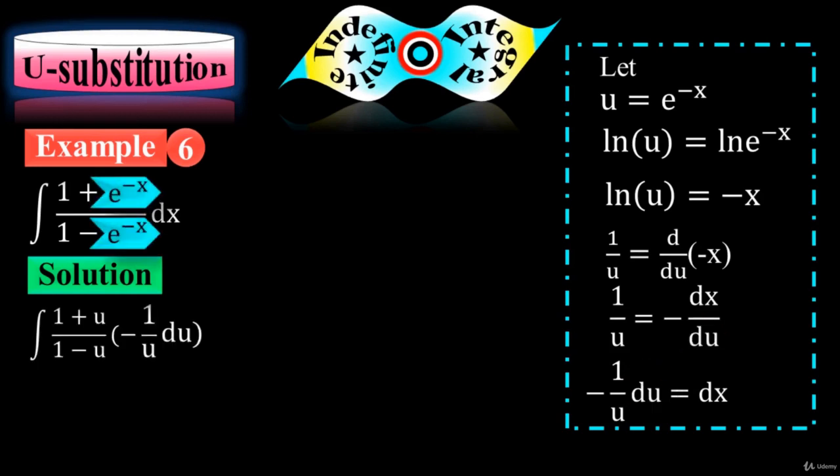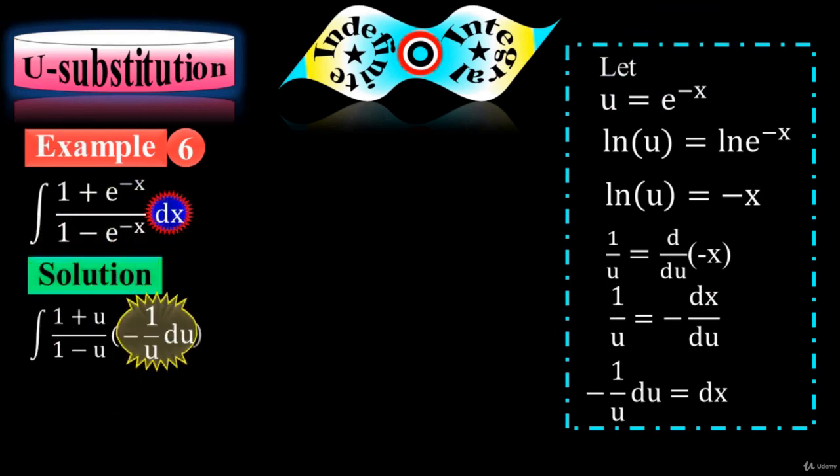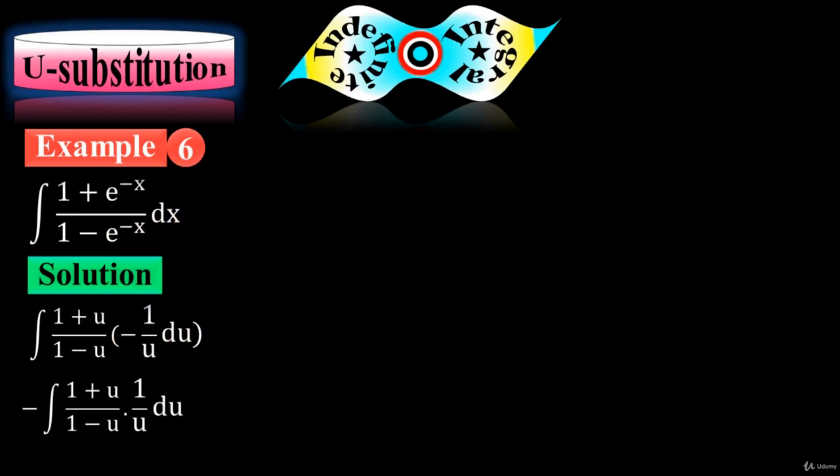Just replace e to the minus x by u here and dx by minus 1 over u du. Now why did we do this extra calculation? Because ultimately we need everything in the u term. We don't need x. Minus integral of 1 plus u over 1 minus u times 1 over u du.